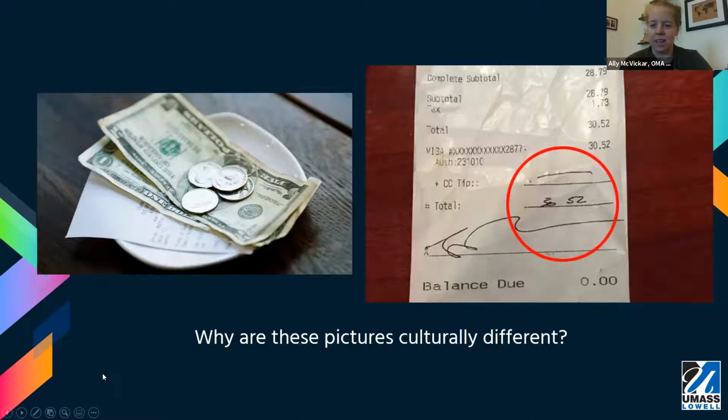So how about this one? Again, I will pause. Why are these pictures culturally different?